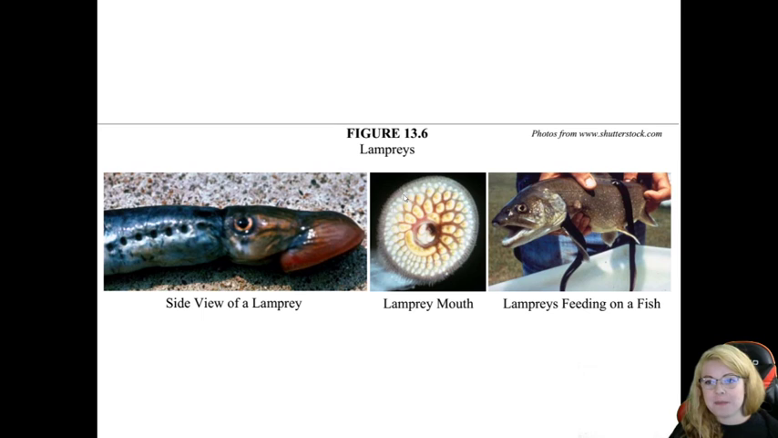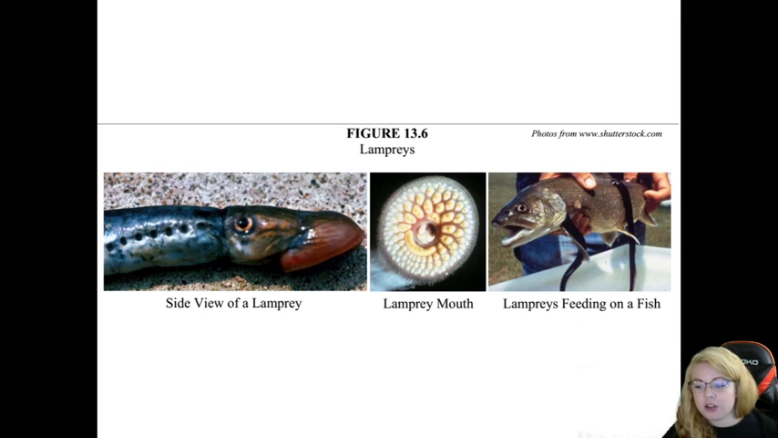But this is the lamprey mouth, and you can see the horny teeth and the raspy tongue and suckers. And this is a fish that's fallen prey to these lampreys, which you can see are attached like leeches to the side of the fish.